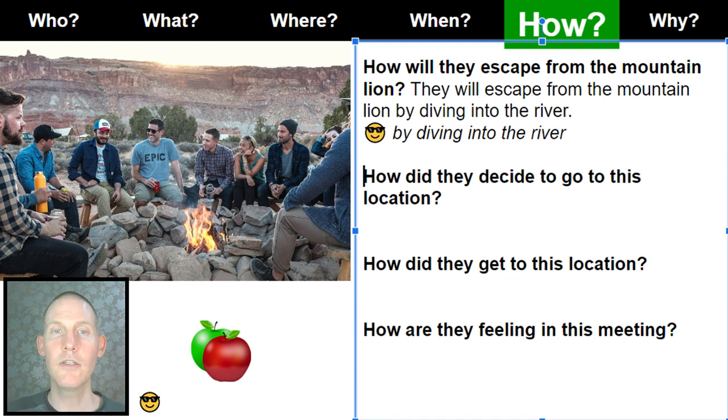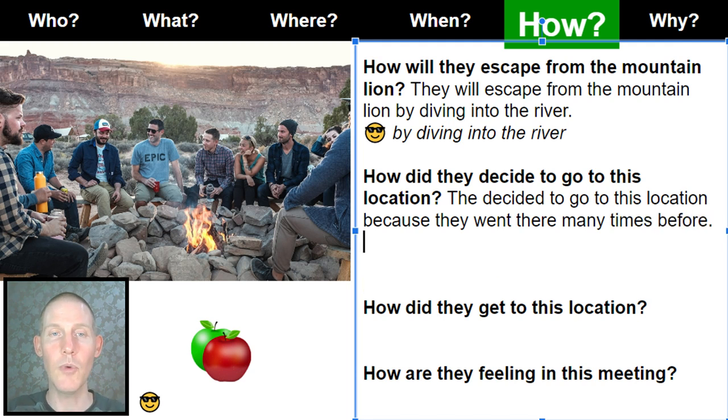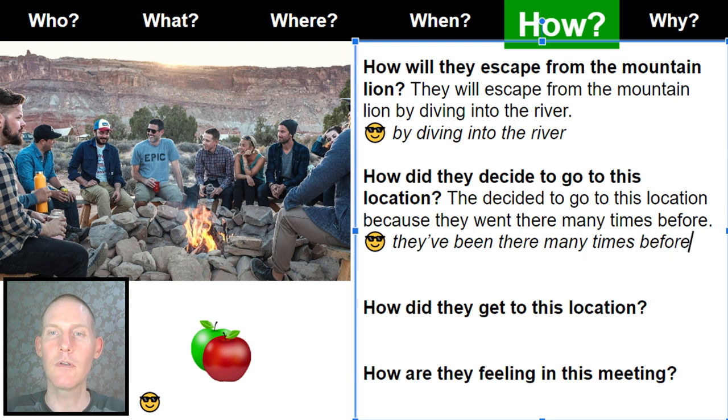How did they decide to go to this location? They decided to go to this location because they went there many times before. So it's someplace they know and they like to go back. Short answer, we could say, how did they decide to go to this location? They've been there many times before. All right, that's a complete sentence, so I'll make sure to put capital and a period.